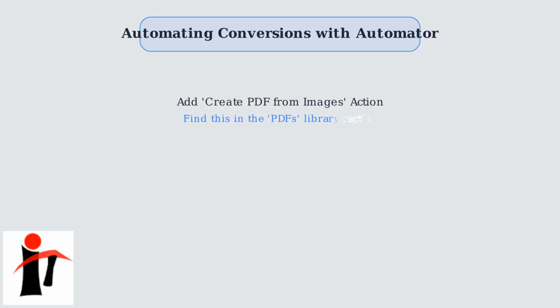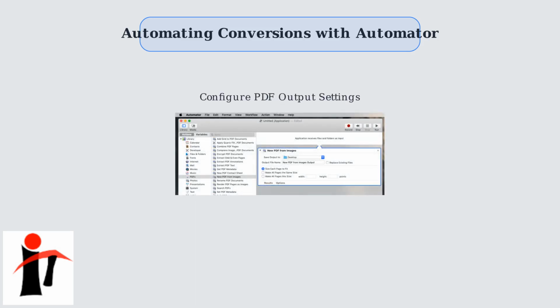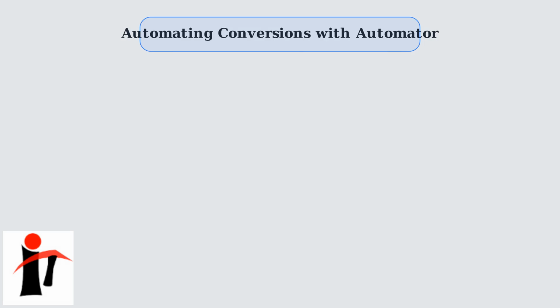Next, switch to the PDFs library section and drag Create PDF from Images into the workflow below the first action. This action will convert your selected images into a PDF file. In the Create PDF from Images action, you can configure settings like the output location, file name, and page sizing options. Choose where to save your PDF and set the quality as needed.